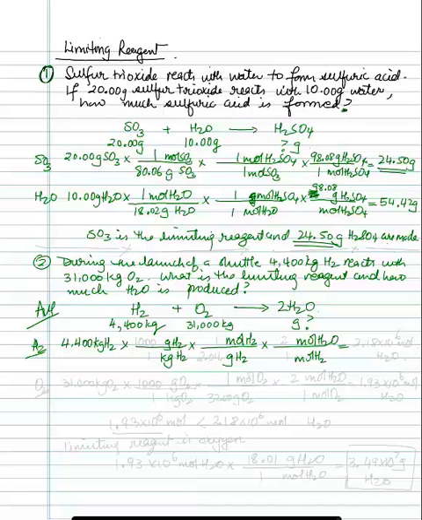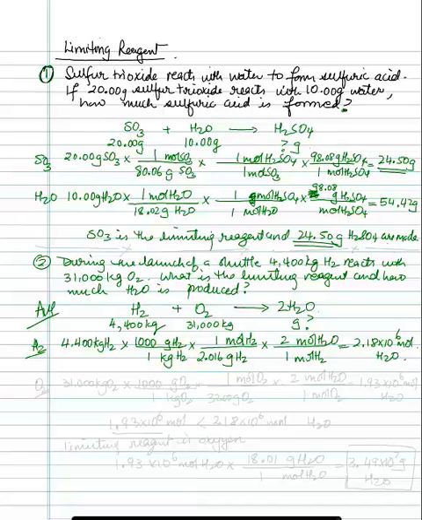Then let me fill in the numbers. In 1 kilogram I have 1,000 grams. In 1 mole of hydrogen, I have 2.016 grams of hydrogen, and then 1 mole of hydrogen gives me 2 moles of water. So that is our mole ratio. Once you do this calculation, your answer should come out to be 2.18 times 10 to the power of 6 moles. And this is the moles of water.